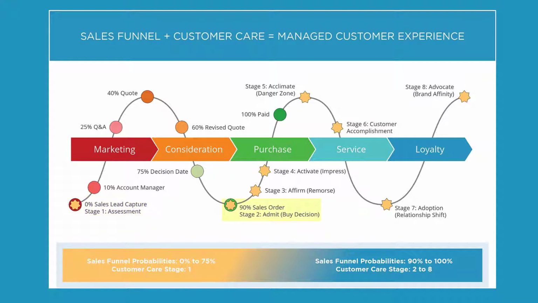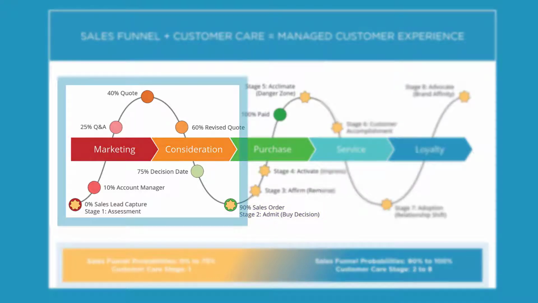Stage 2 is Admit. The prospect converts to being a customer, and by doing so, they admit that you have a solution that can solve their problem. The customer is often feeling relief and is enthusiastic at this time. Please note that 90% of the sales funnel activity is done by this step. This only emphasizes our point that most businesses feel that they've won when the customer journey has only just begun.